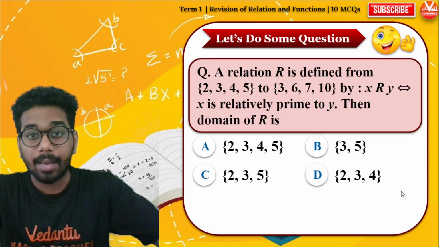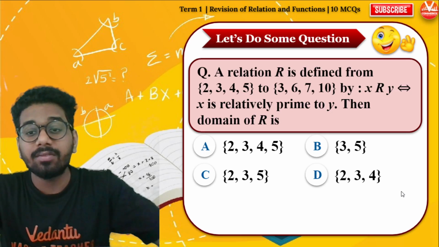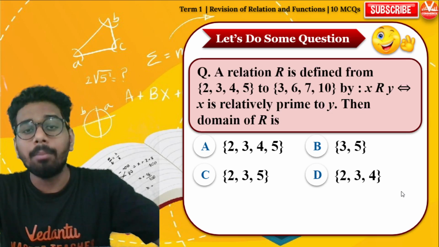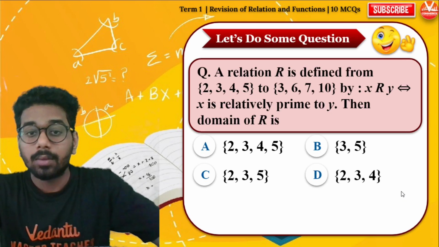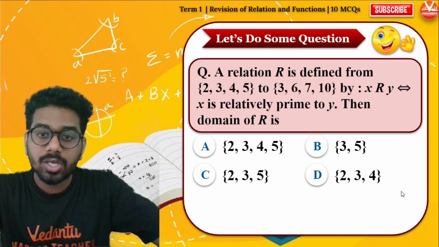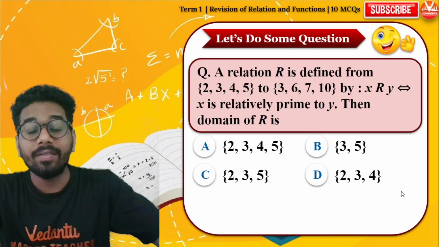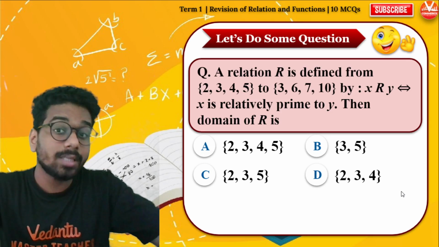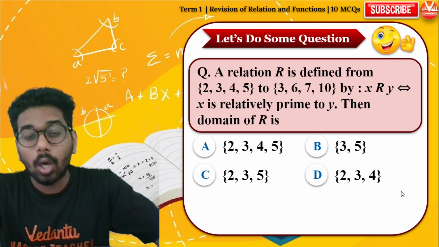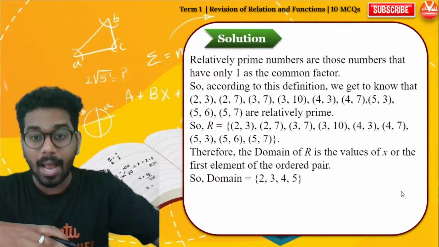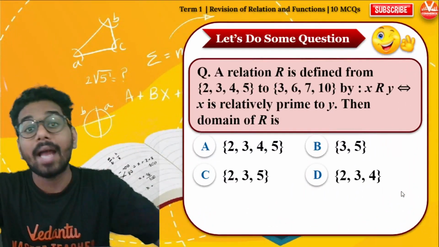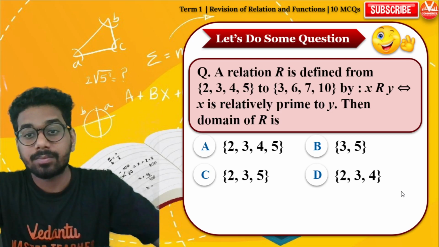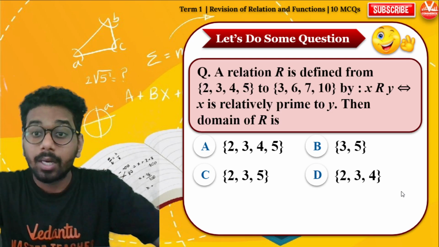What is relatively prime? When we say x is relatively prime to y, that means there is no number except 1 which can divide both. For example, 2 and 3 are relatively prime because no number other than 1 can divide both of them. But 2 and 6 are not relatively prime because 2 is divisible by 2 and 6 is divisible by 2. So a number other than 1 can divide both of these. 2 and 7 are relatively prime. 2 and 10 are not.